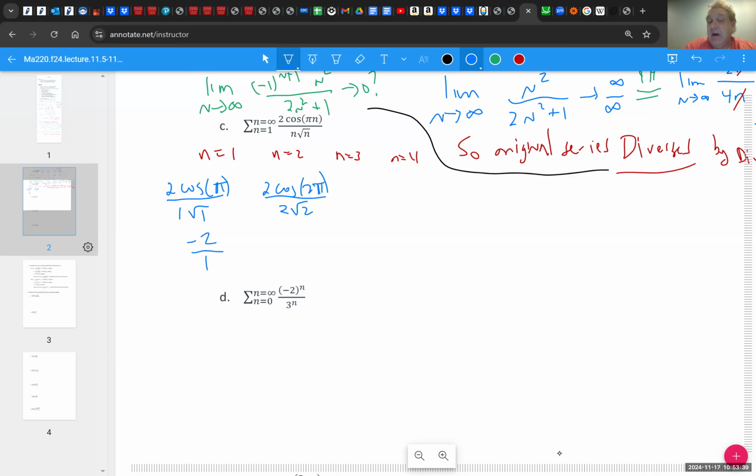Cosine 2 pi ends up being +1. That's because you go full way around the circle, so you're back to the positive x-axis, where on the unit circle, the x value is 1. So we get a +2, and we get 2 √2 on the bottom.